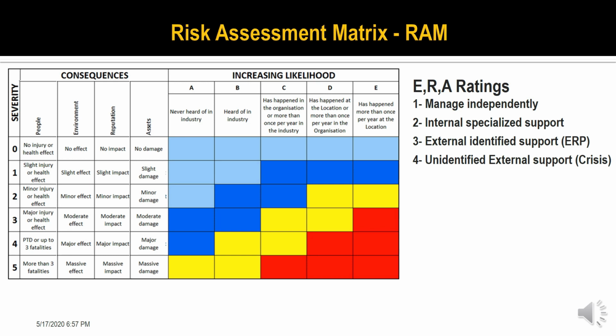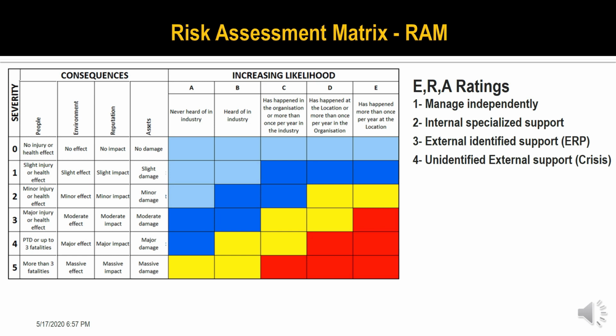Level 4 is unidentified external support. Your CEO will shout and say, I don't know what you want to do, please get somebody to control this fire. That is level 4. Why? Because even the firefighters can't handle it. It may be your localized fire brigade in your local area. In that case, you can call the Central Firefighting Department from Colombo, or the Air Force to come and drop water from the sky. Those are the external support.